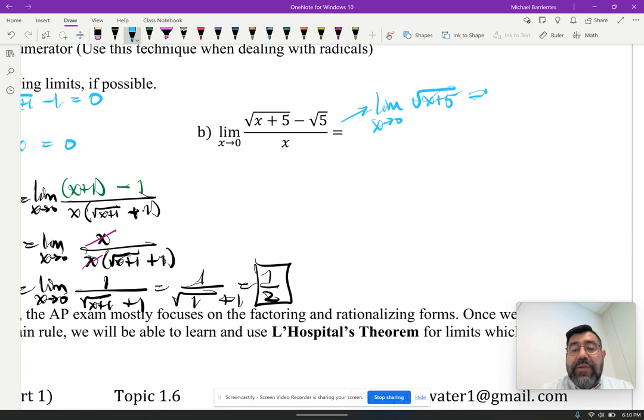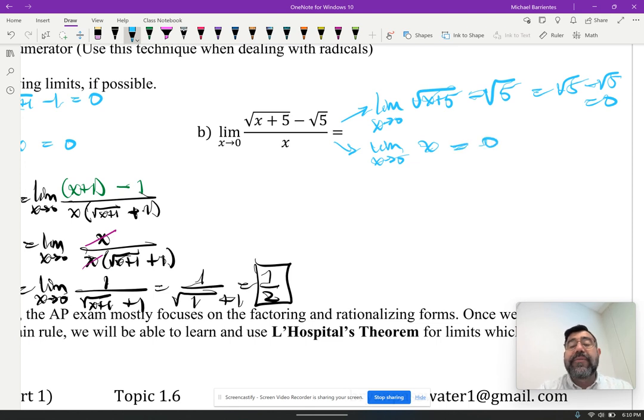But when we do this, that's going to give us square root of 5 minus square root of 5, and that's equal to 0. So we get a limit value of 0 in the numerator. When we do the denominator, we're going to take the limit as x approaches 0 of x, and that's going to produce a 0 in the denominator. So we have an indeterminate form. We'll get a limit value of 0 on top, and a limit value of 0 on the bottom.